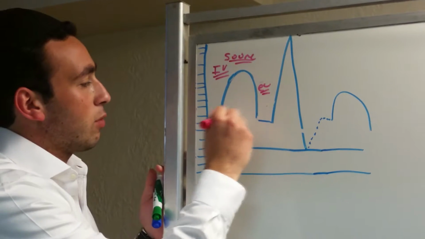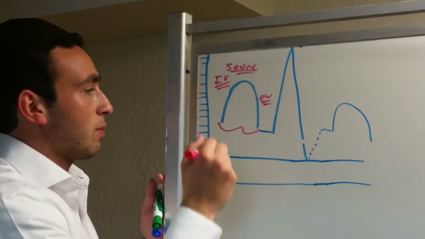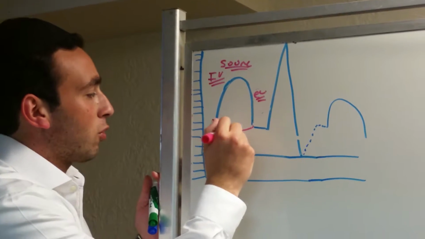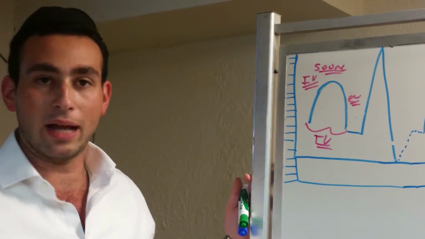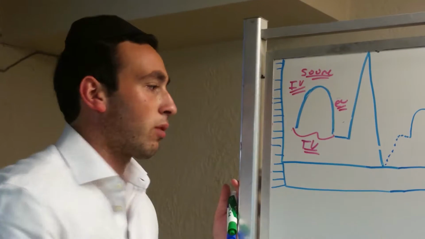Now, if you would take the inspiratory volume plus the expiratory volume, add them together, that is referred to as the tidal volume. The tidal volume is one inspiratory, one inhale, and one exhale. One inspiratory volume and one expiratory volume, okay?